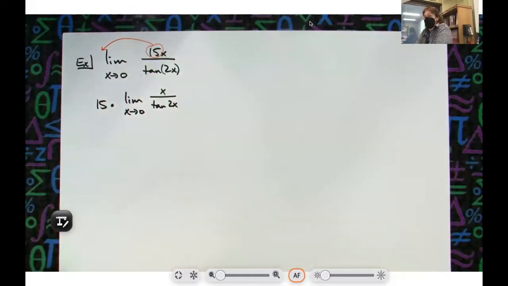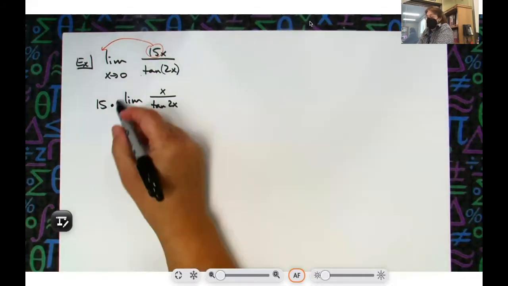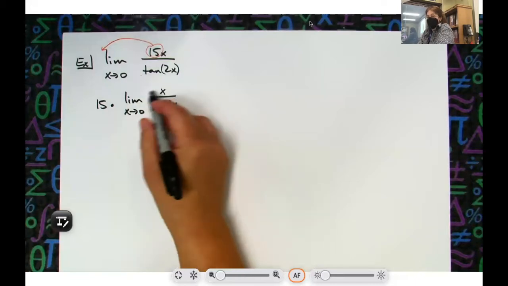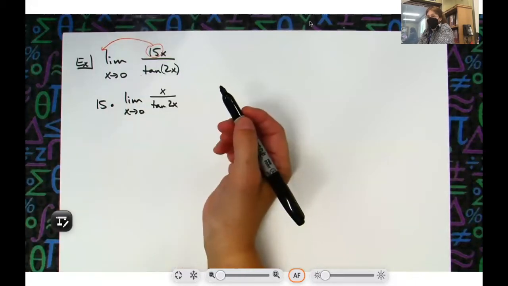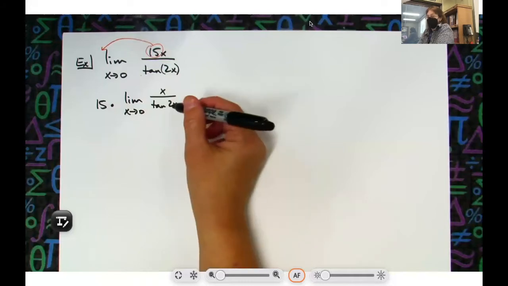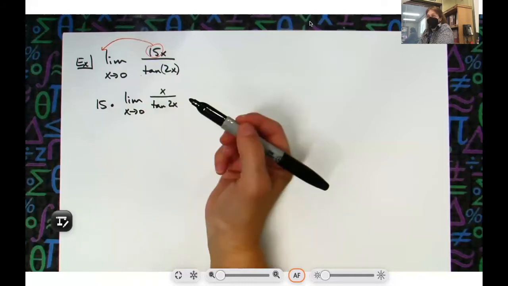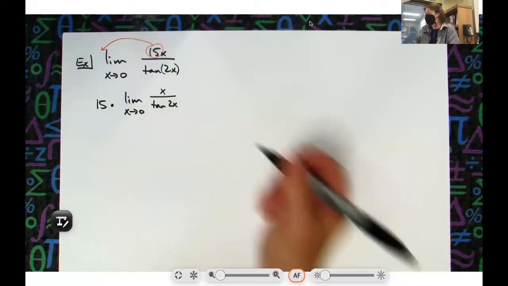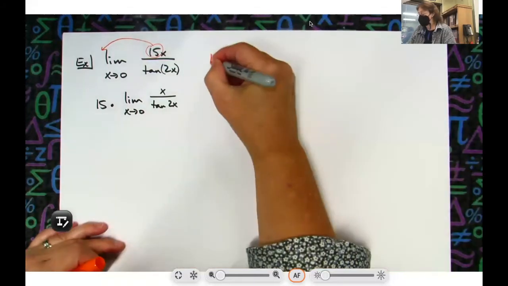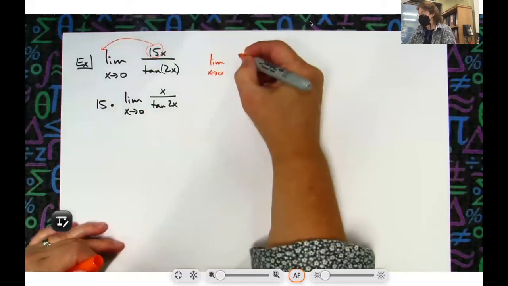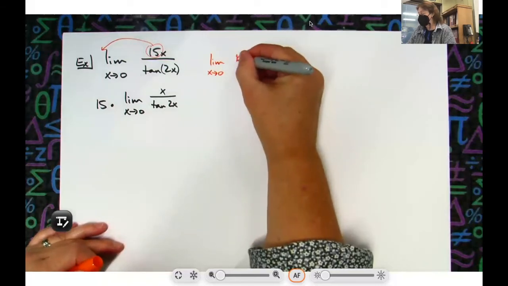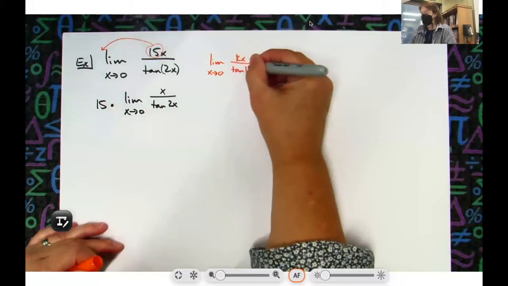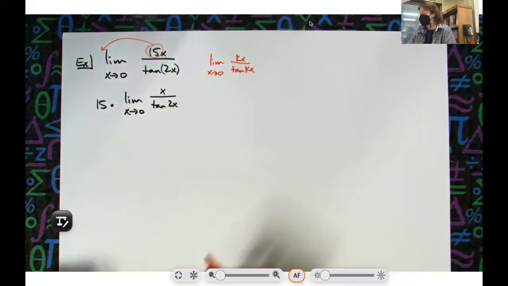Now, do you remember some of the properties that I gave you? Except this wasn't an official property. But what do we need? What do we need so that I know what this limit is? What do I need to add to the problem? If I have a 2x down here, what needs to be in that numerator? A 2x, right? I need the limit as x approaches 0 of, say, kx over tangent kx. And we know that to be 1.